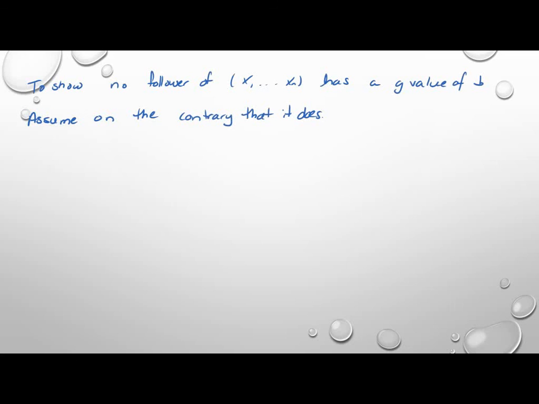So then, okay, that's the first part. I showed that if A is smaller than B, then A must have attained one of the G values as a follower. That's what that business was above. So now I want to show that no follower has a G value of B.